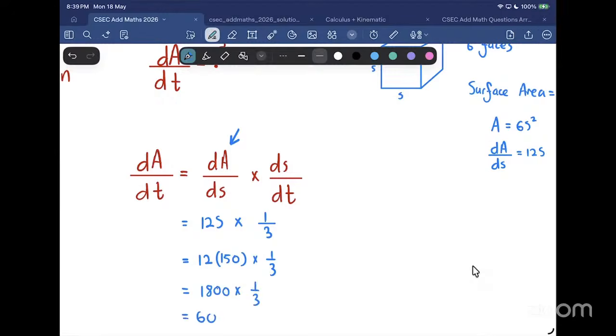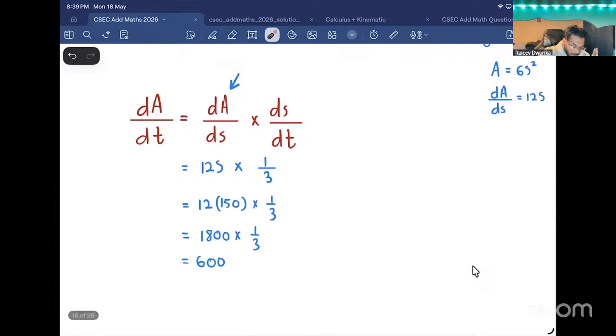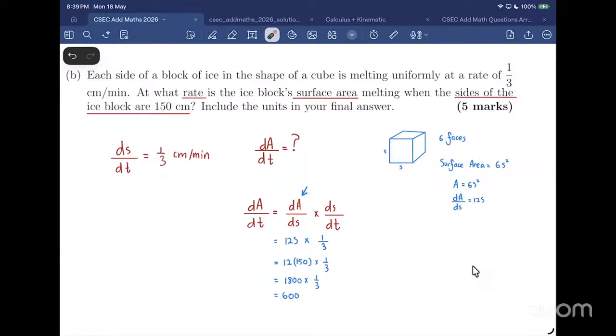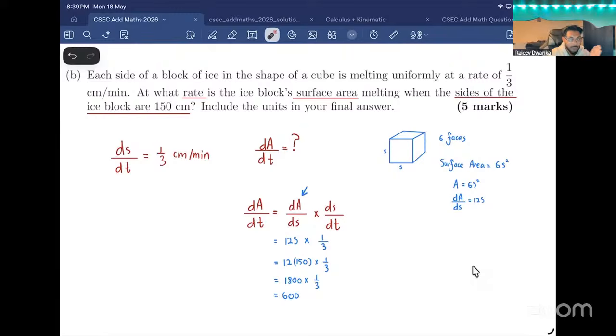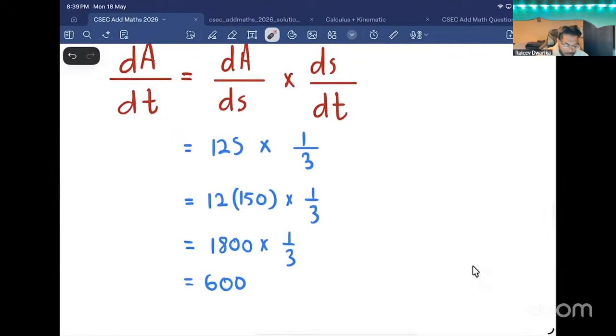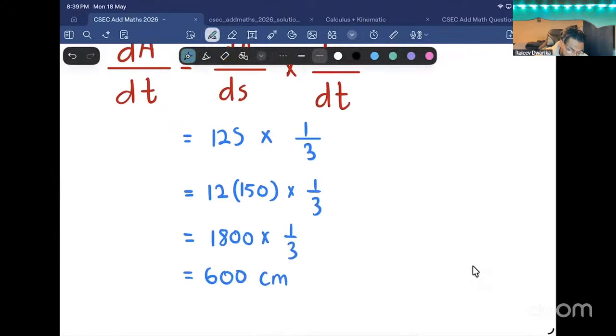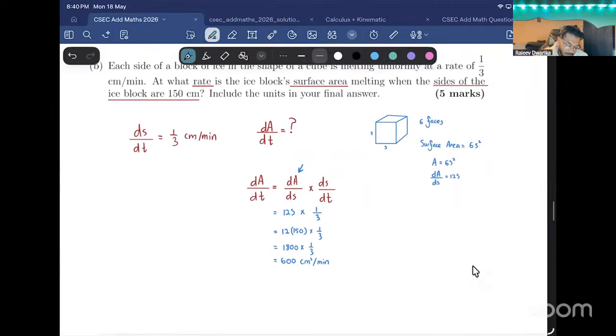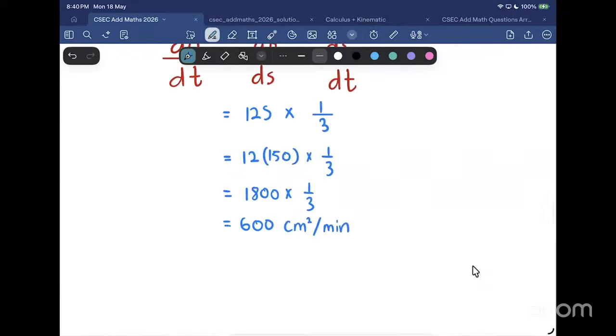600. And let me show you something really cool, right? It's a change in area with respect to time. So if it's area we're dealing with, and we're measuring the sides using centimeters, what would be the units for area? Centimeters squared. Good, because you have a side, so that'll be centimeters by centimeters, centimeters squared. And it's over time, so centimeters squared per minute. Yes. Big up to you. You did really good for a Form 4.